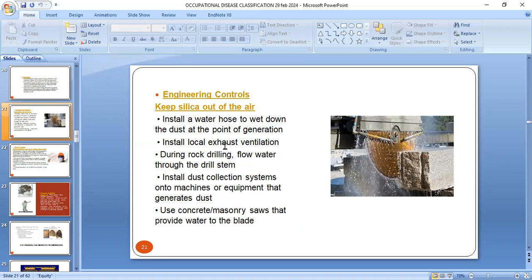Install local exhaust ventilation. During rock drilling, flow water through the drill stem. Install dust collection systems onto machines or equipment that generate dust. Use concrete masonry saws that provide water to the blade.